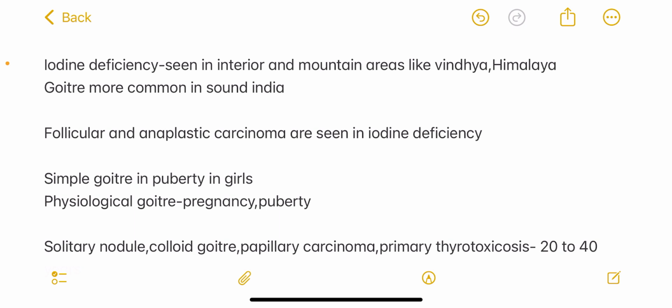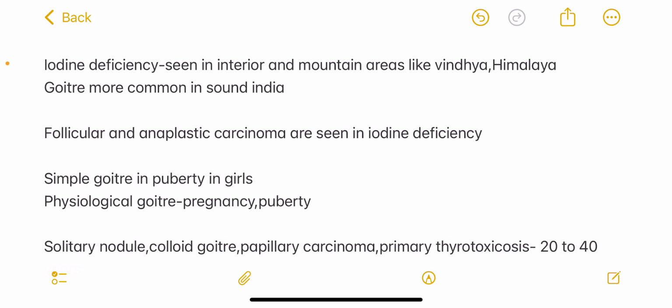So guys, some important points about thyroid. First one, iodine deficiency. It is one of the major causes of thyroid disease. Iodine deficiency is commonly seen in interior and mountain areas, mainly in the Vindhya and Himalaya areas. But goiter, which is the enlargement observed in the neck, is more common in South India. And follicular and anaplastic carcinoma are associated with iodine deficiency.